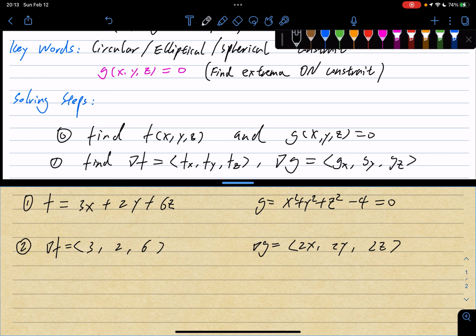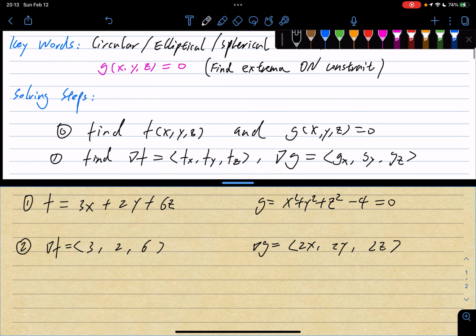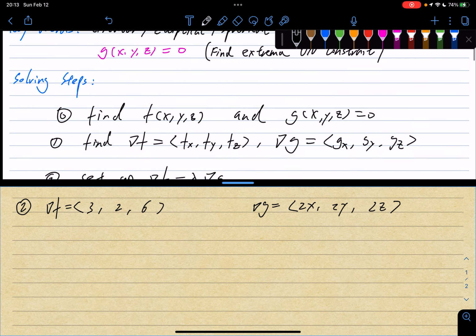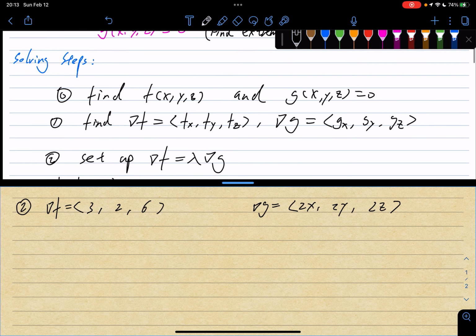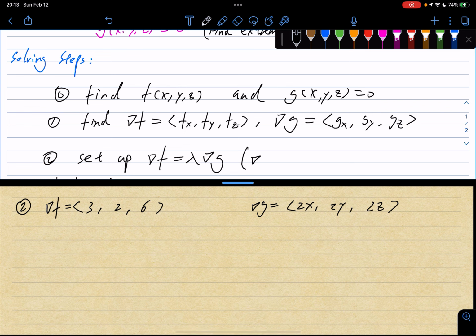And then what we're going to do is utilize the idea of setting up the gradient of f equal to the Lagrange multiplier times the gradient of g, right? Since the gradients of the function and the constraint are parallel to each other, we can set up a constant, so they are scalar multiples of each other, right? That's the fundamental idea behind them, scalar multiples of each other. That's why the Lagrange multiplier exists.